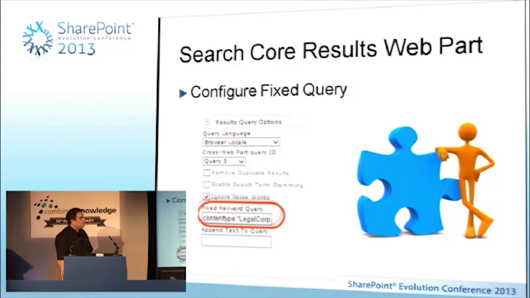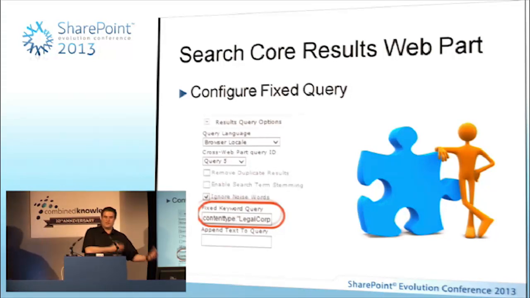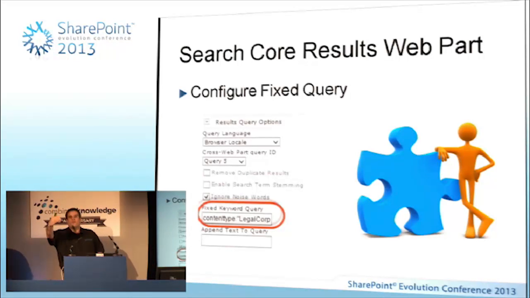So the final thing we need to do is configure our query to tell the search results web part what we're searching for. You know, we're not using the search box here to drive our query. This is a fixed query. We know we want to go and get the content type, and we want to display it accordingly.